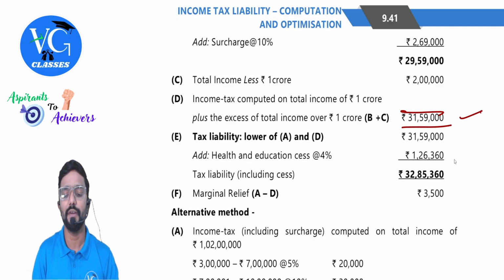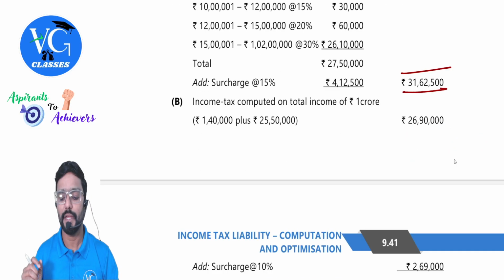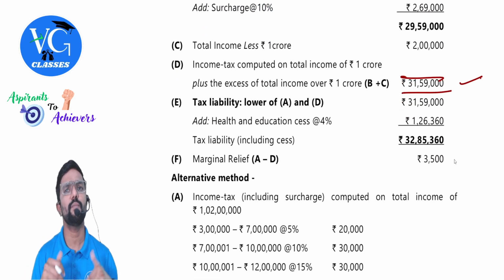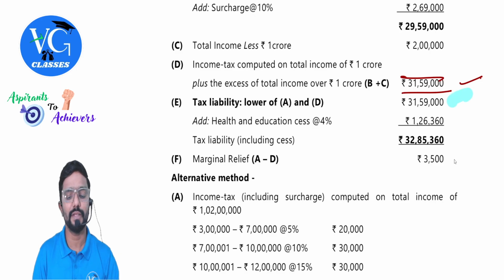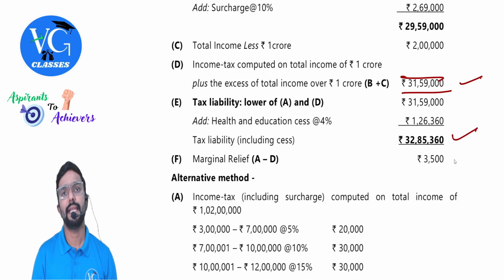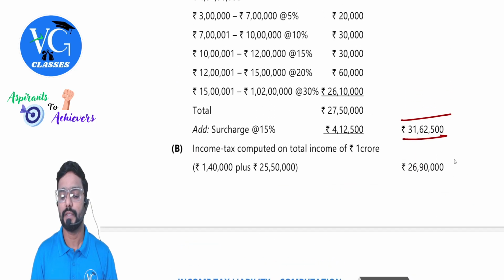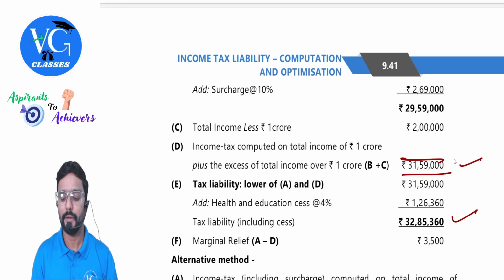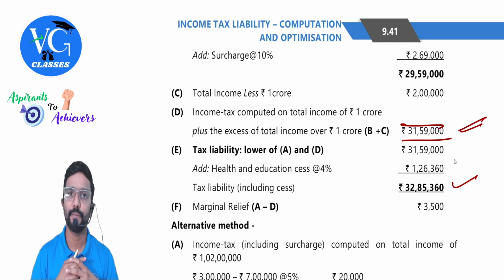Of how much? Whatever is the difference. Because if there was no relief, you would have ended up paying how much, guys? This plus 4% cess, correct? Yes. But now, as he is paying, how much, sir? He is paying 31 lakh 59,000 plus 4%. The difference, you will get it as a marginal relief. So whichever is lower is 31 lakh 59,000 plus 4% cess, so this is the final tax liability, guys. Marginal relief is how much, sir? It is 31 lakh 62,500 minus 31 lakh 59,000. It comes to 3,500. Clear?